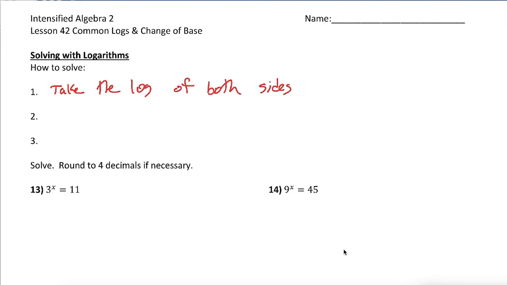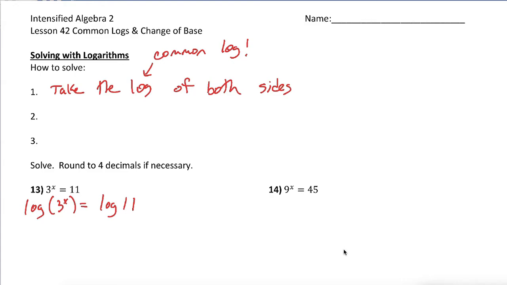And I'm going to highlight that what we're talking about here is the common log. I'm not going to take log base 3, log base 9, or anything like that. We're just going to stick to the common log. So I'm going to write that out here. The common log of one side equals the common log of the other. So log of 3 to the x equals log of 11.